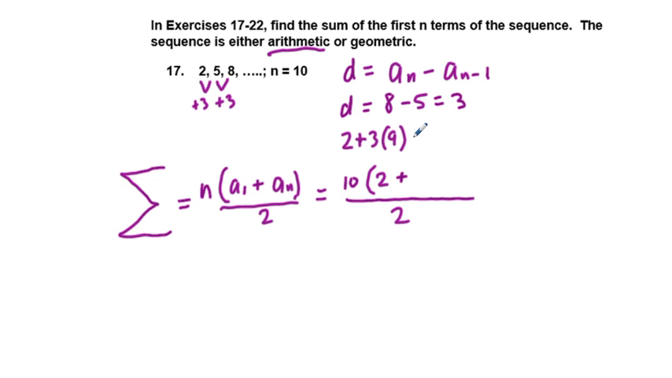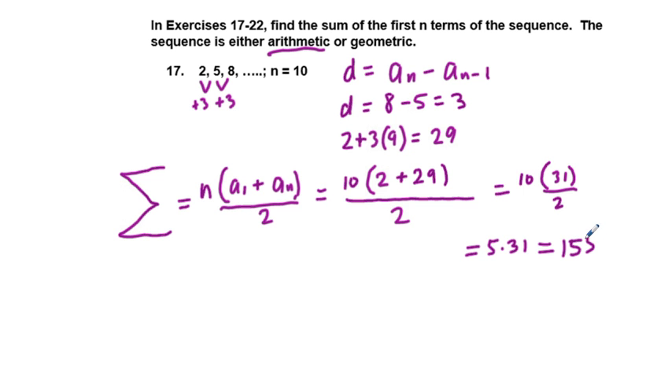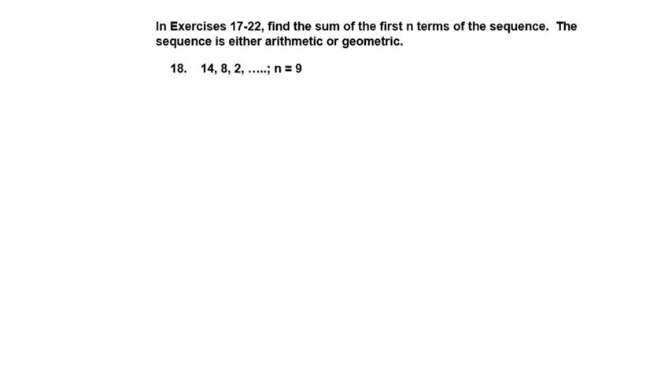That's going to be 2 plus 27, which is 29. So 29 is what goes here. So what we have is 10 times 31 over 2. So we can take 10 divided by 2, which is 5, times 31, which equals 155. So that's going to be our sum of this arithmetic sequence that we discovered.